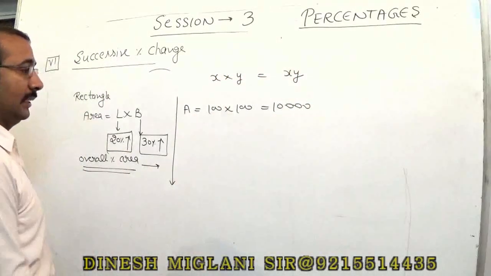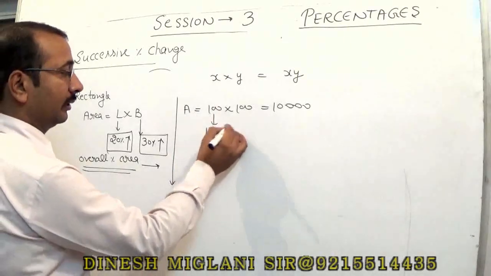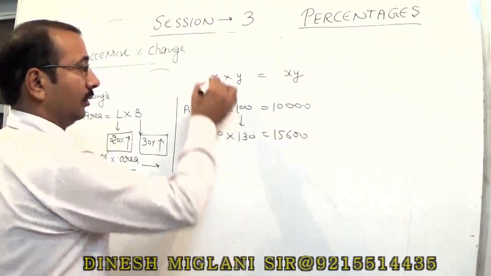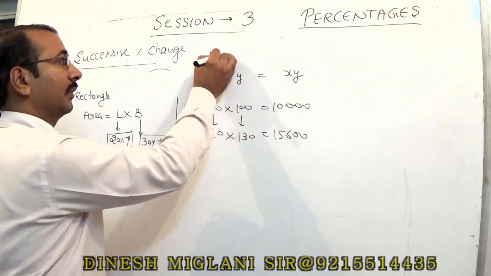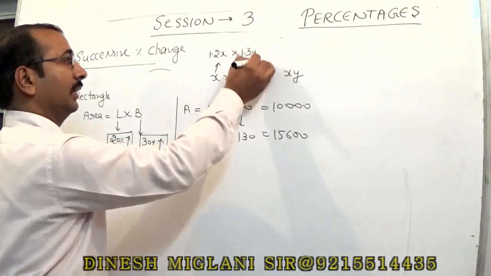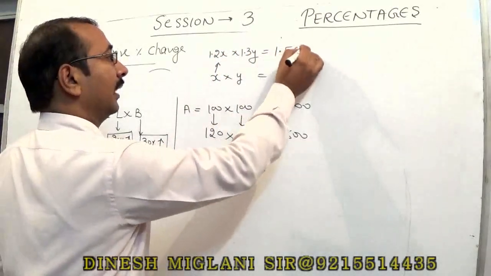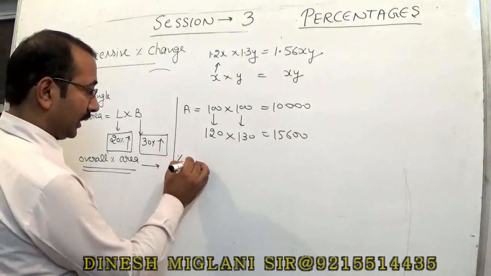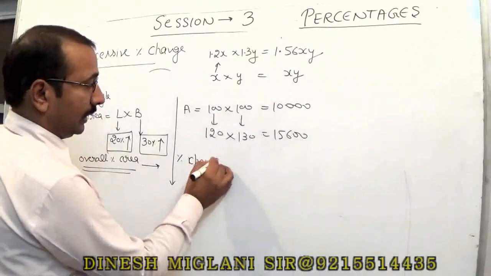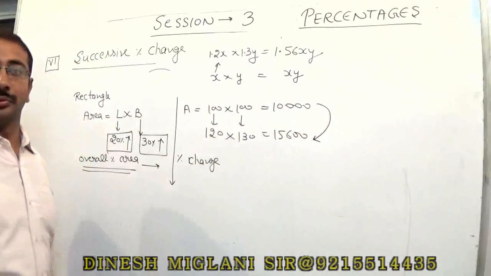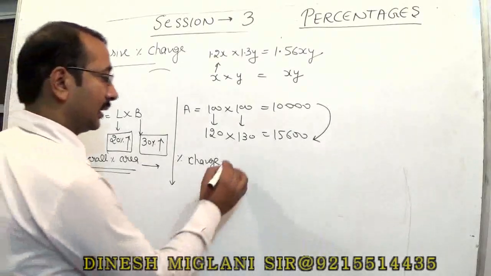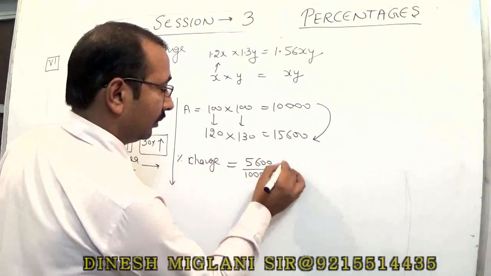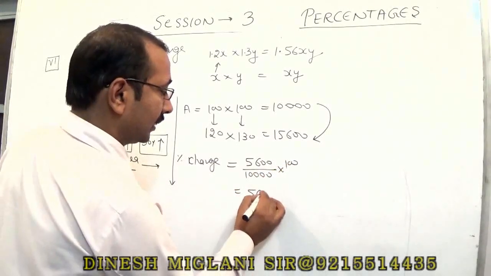Then it states length increases by 20%. It becomes 120. Breadth becomes 130. New area becomes 15,600. Or when you go with x and y, this becomes 1.2x, this becomes 1.3y, and overall area becomes 1.56xy. Right? We have to find out percentage change. Here my area becomes from 10,000 to 15,600. Percentage change is equal to 5,600 divided by 10,000 into 100. Answer is equal to 56%.